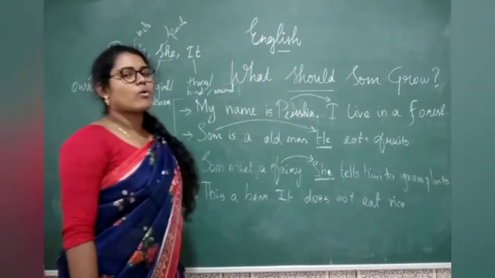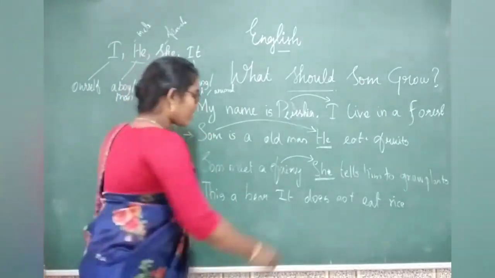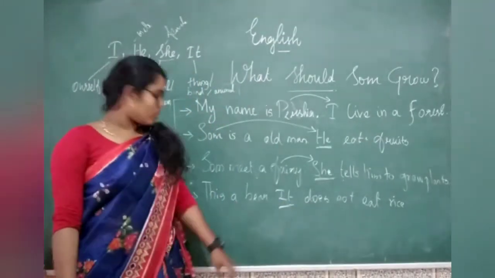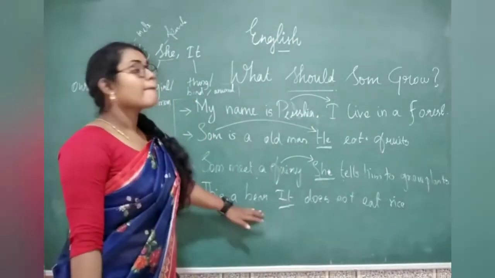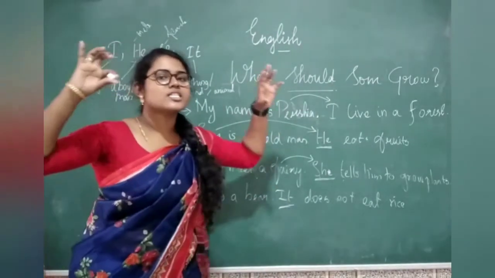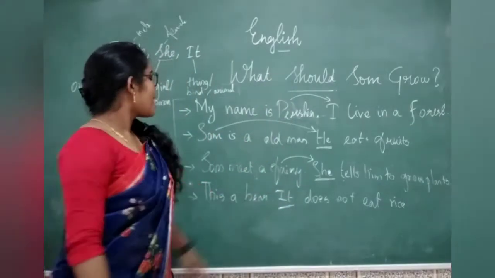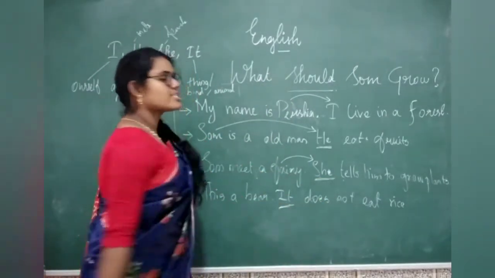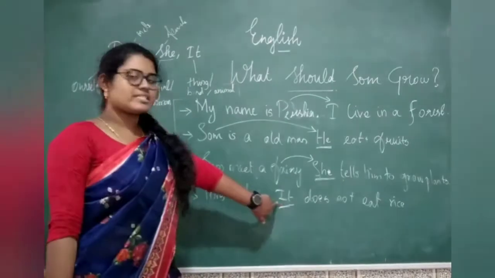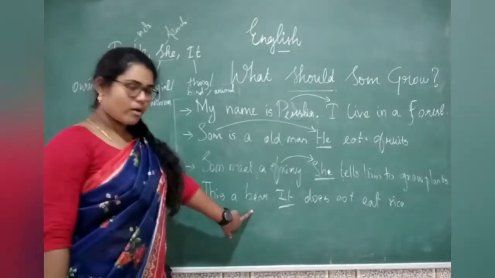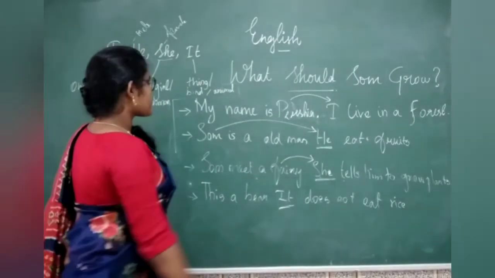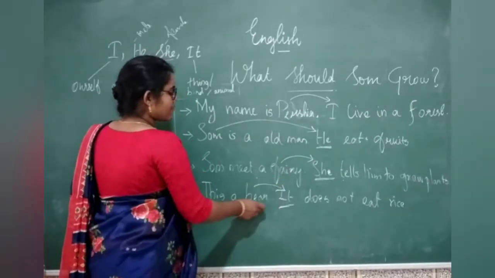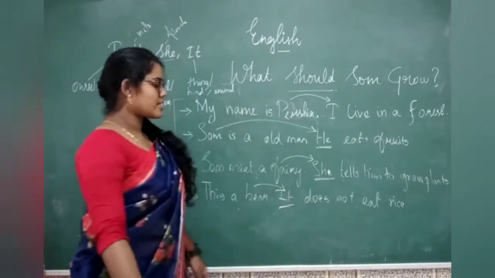And this is a bear. What's the naming word here? We have to find it, right? So, this is a bear. What is the naming word here? Bear. Bear in the sense, karadi. So fine, this is a bear. It does not eat rice. So it means "it" denotes bear. Fine. So see here. This is a bear. Bear does not eat rice.